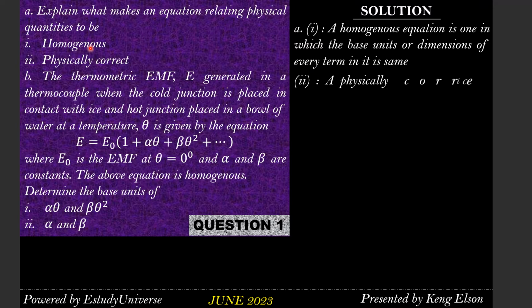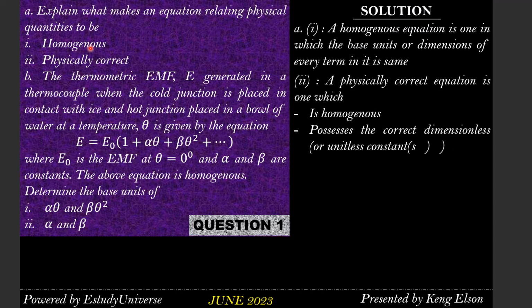Now, what makes an equation to be physically correct? A physically correct equation is basically an equation in which, first of all, it is homogeneous, and secondly, it possesses the correct dimensionless or unitless constants. Alright, so once an equation is firstly homogeneous and possesses the correct dimensionless or unitless constants, then it is physically correct. For example, if I say F is equal to 2ma, you realize that that equation is homogeneous, but it is not physically correct because we know that F is equal to ma.